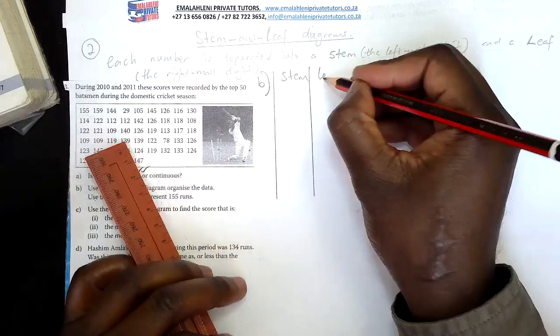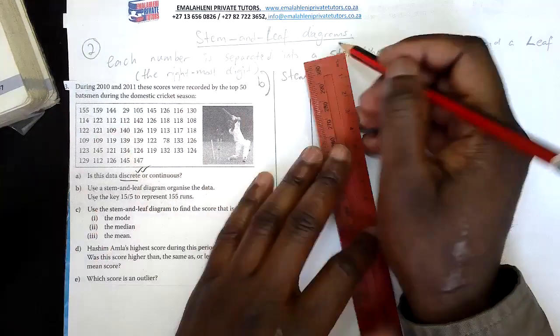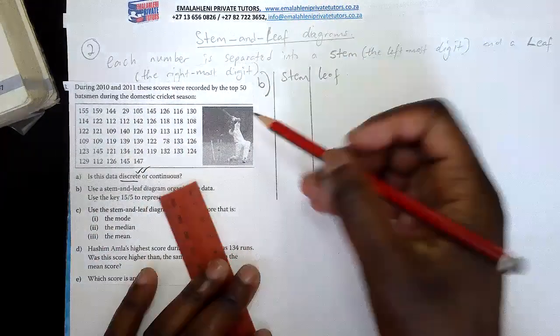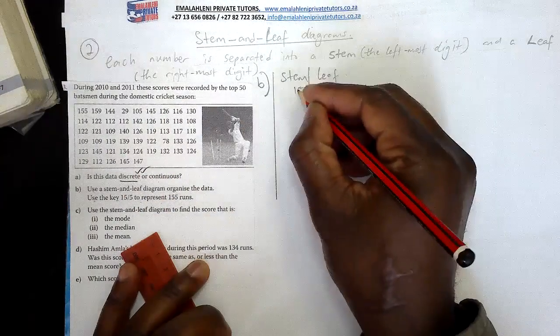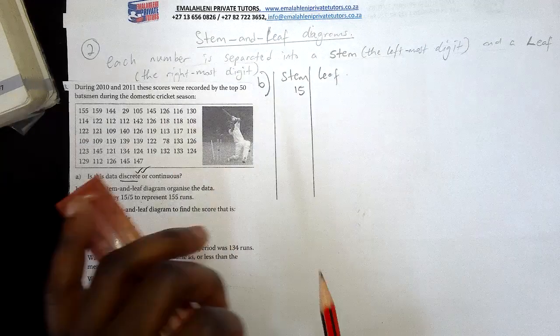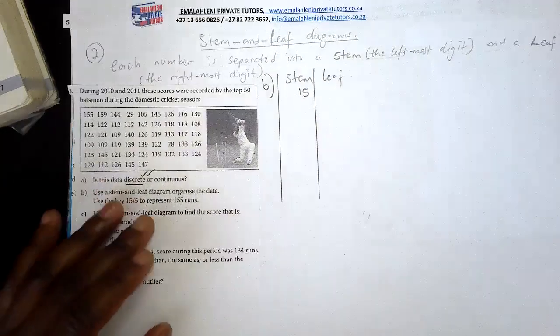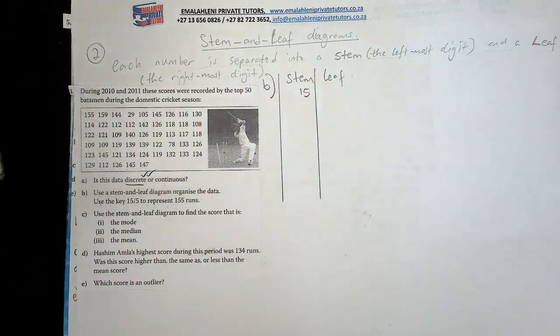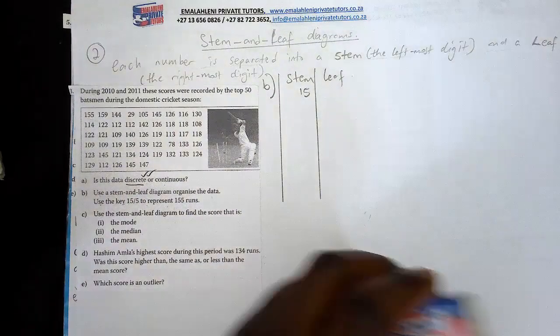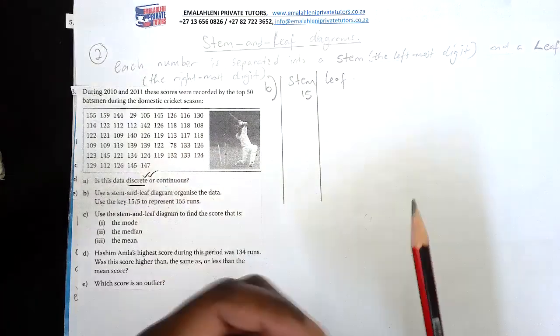Then we have the leaf. Now our stem, we're going to say, for 155, we're going to say 15. When we say 15, we need to arrange this data in ascending order, from the smallest value.